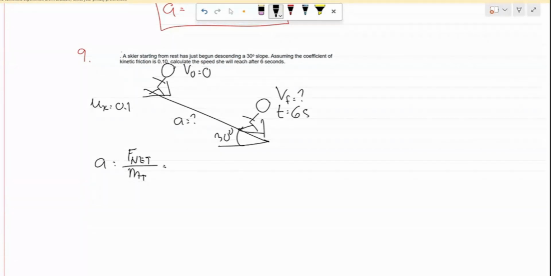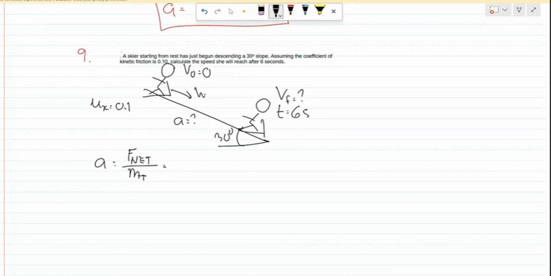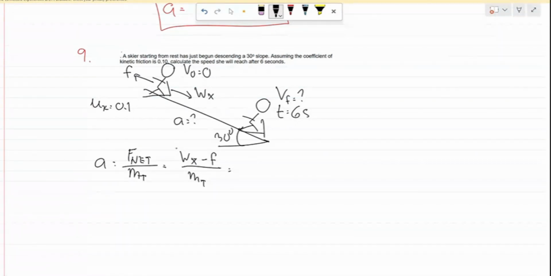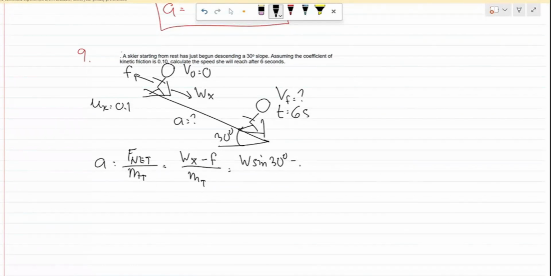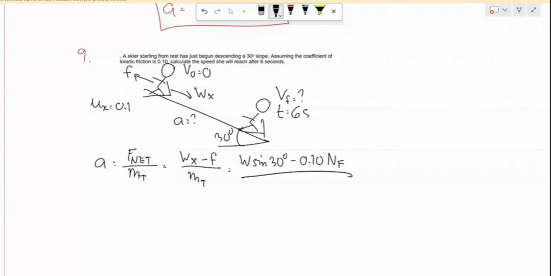And what particular force po kaya ang tutulong sa kanya para po siya ay gumalaw on that direction? Siyempre, sir, yung kanyang W sub X. Okay. At siyempre, sir, kung may friction, yun po ang kanyang kokontra sa kanya. Therefore, our net force is simply W sub X minus F over, syempre, the mass total. Again, guys, ano nga po ating WX? That would be W sine of yung ating 30 degrees minus friction, which is what? So that is mu, which is 0.10 times the normal force over the mass total po natin.